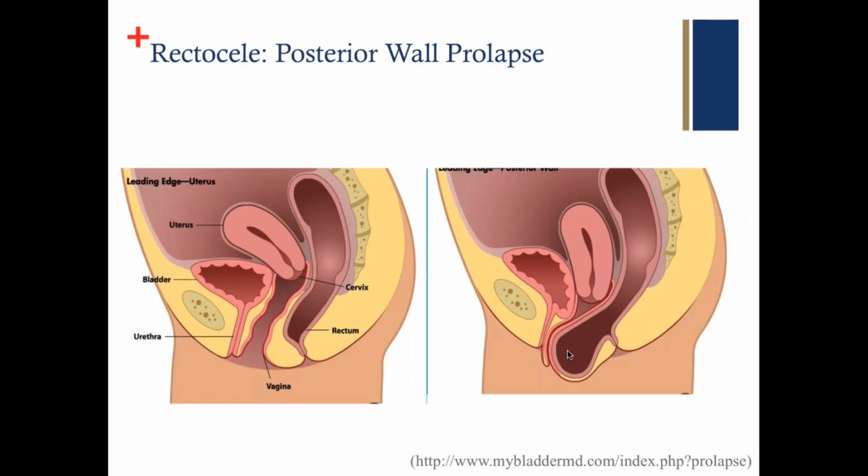Rectocele, or posterior wall prolapse, occurs when the posterior side of the vagina has descended down into or out of the vaginal canal. So we have a bit of shifting as well with the uterus in this case, because we have a significant prolapse that has occurred.